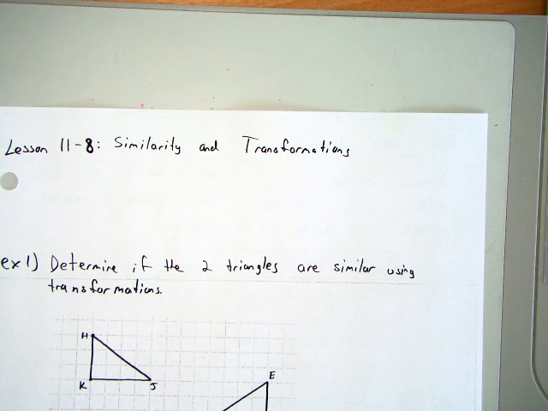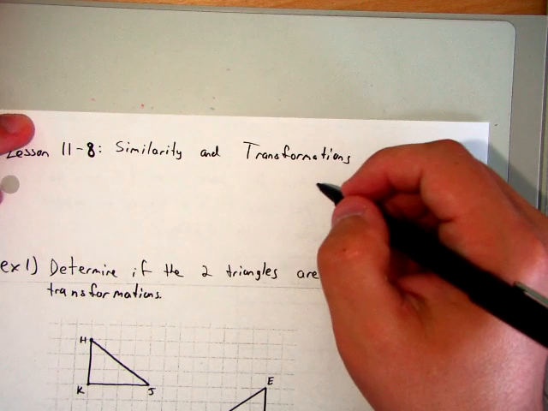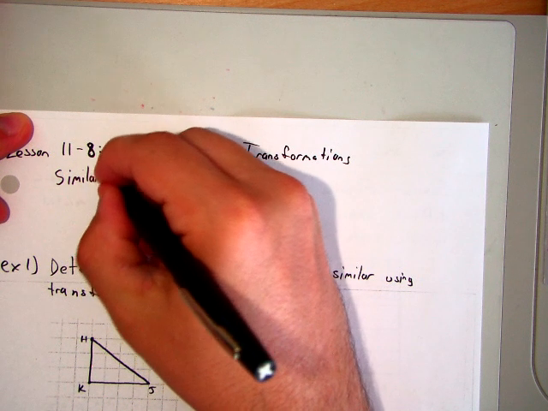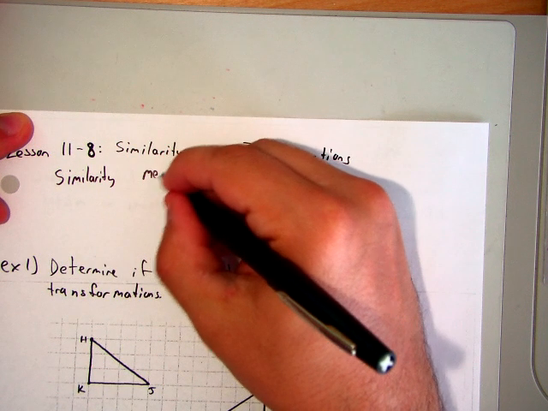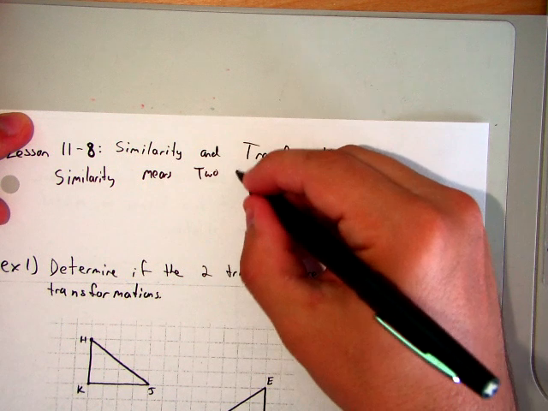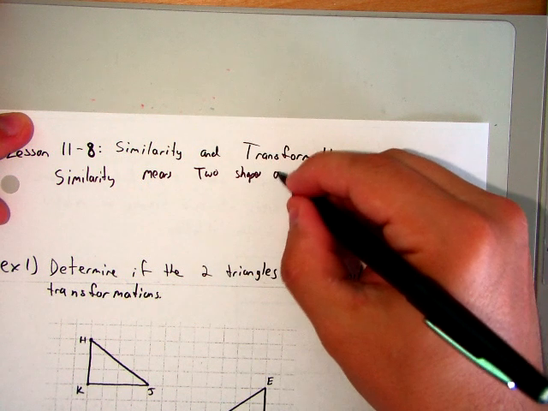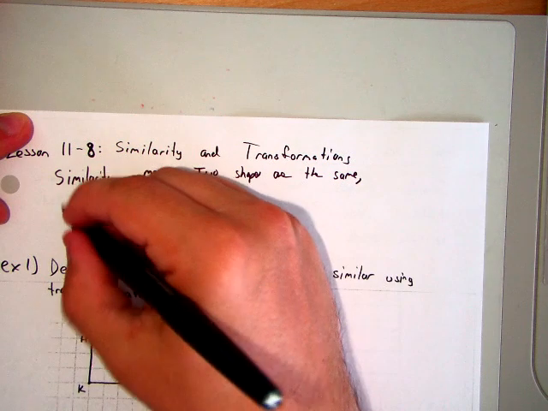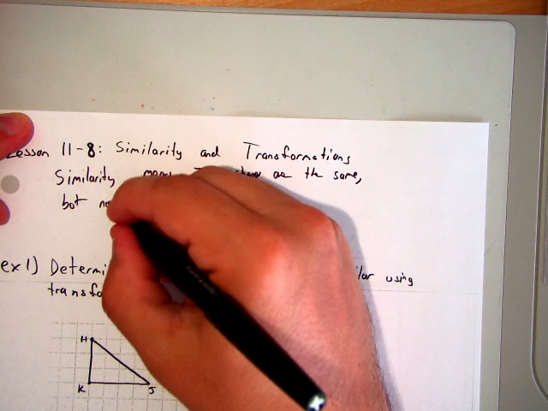All right, today we're going to be talking about Chapter 11, Lesson 8. It's called Similarity and Transformations. So, when we are dealing with similarity and transformations, similarity means that the two shapes are the same shape, but not necessarily the same size.